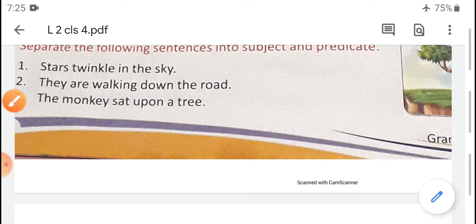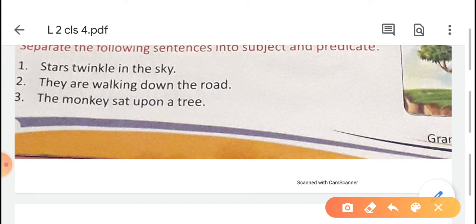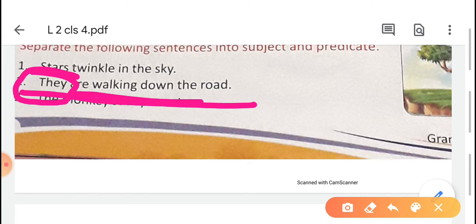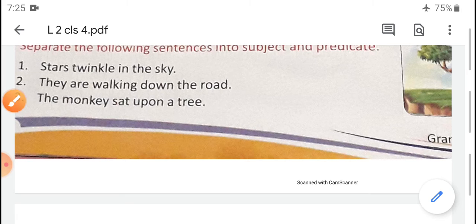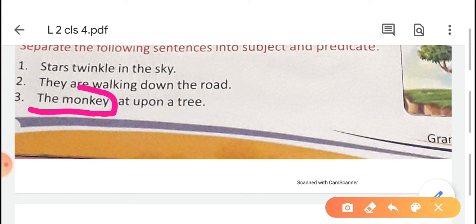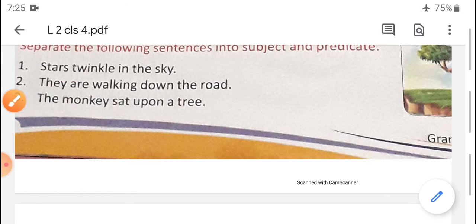Okay. Second one, they are walking down the road. Here they is the subject, are walking down the road is predicate. Next one, the monkey is subject, sat upon a tree is predicate. That means in a sentence we are talking about whom, that is subject, what we are talking about the subject, that is predicate.